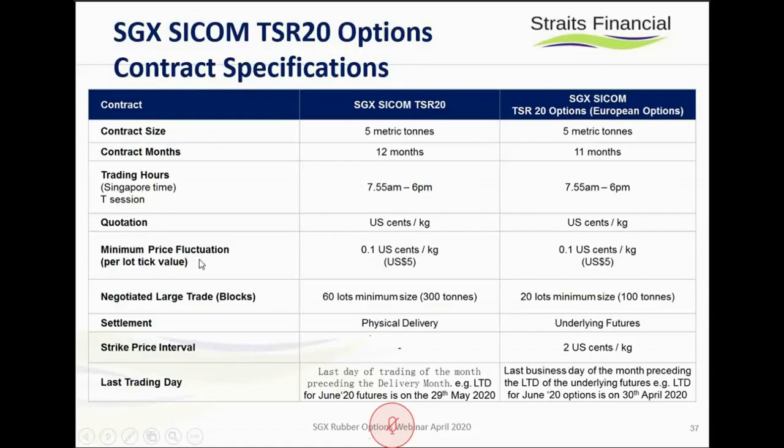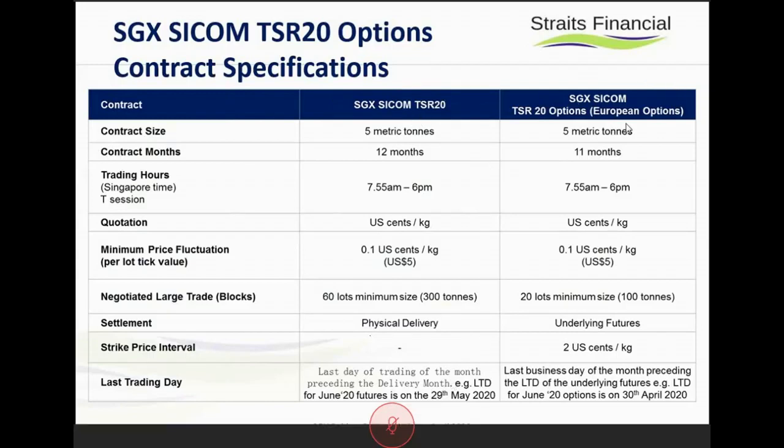Let's go through the SGX option contract specification very quickly. In the center column, we have the futures contract, the TSR 20. On the right-hand side is the options contract, and you can see here European options. What's the meaning of European options? Can you remember? Although I can't hear you, I think you know that options can only be exercised upon expiration.